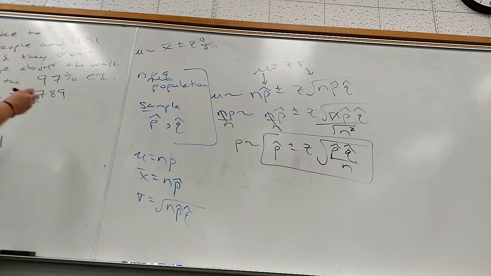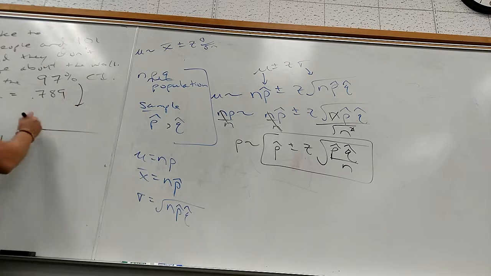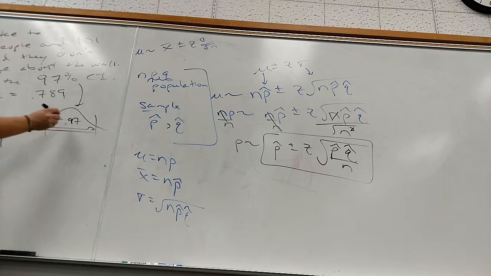What are you looking for? What are you looking up? You're not looking up 0.97. Oh, and what percentage is out here? 3%. So what percentage is on this side? 1.5%, right? You guys see how I got that?